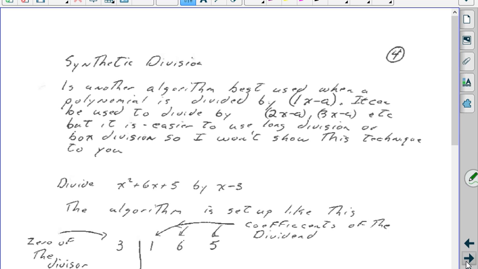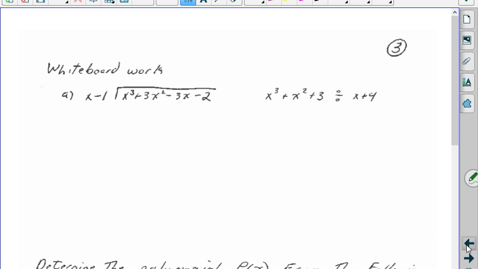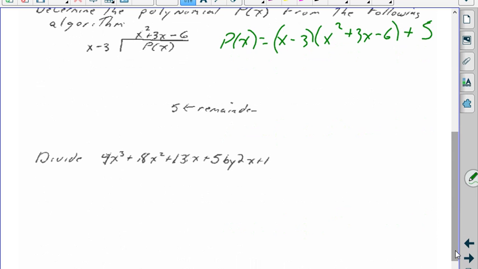So there's another algorithm that we can do that works if we are dividing by 1x and something. Over here, 1x plus 4. We are not able to do synthetic division for this equation, or this division here, because we have a 2. We're not able to do it without a little bit of extra work.